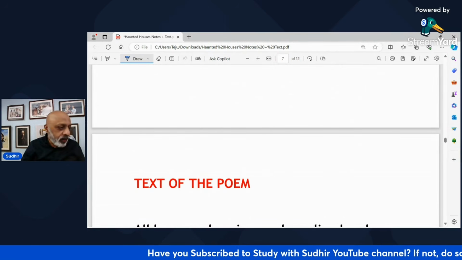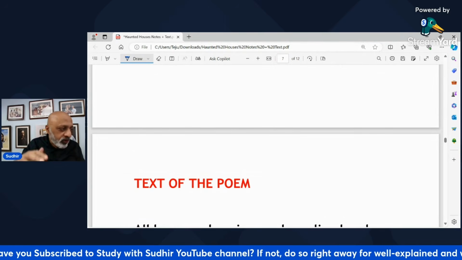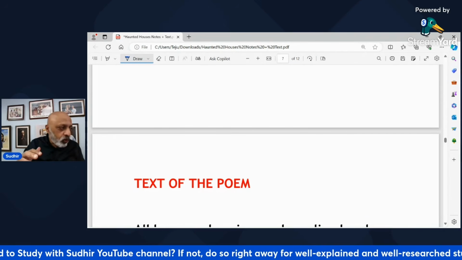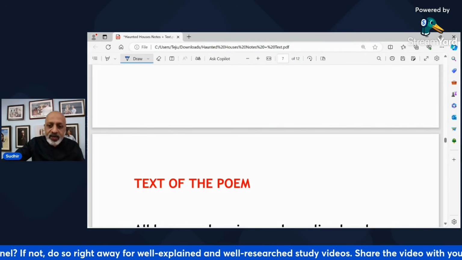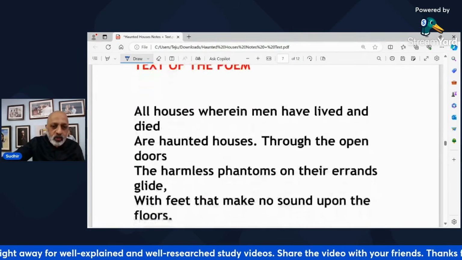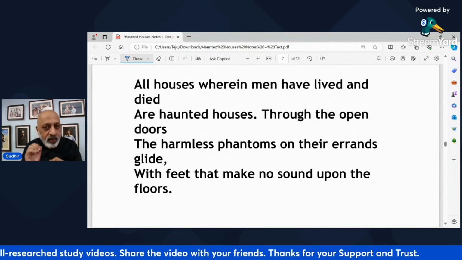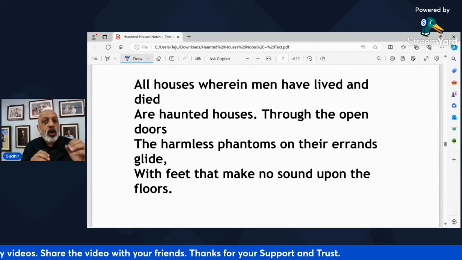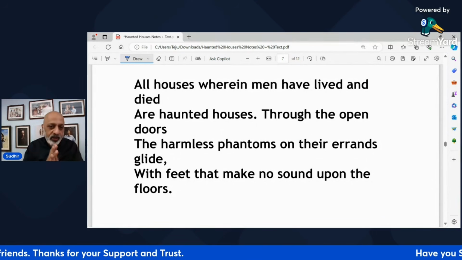Now let me come to the text of the poem. I hope with the help of the photographs, with the help of whatever I've told you so far, you are in that frame of mind. Now let's get into the text of the poem. There are 10 stanzas in all. All houses wherein men have lived and died are haunted houses. So he's making a very clear point right at the beginning.